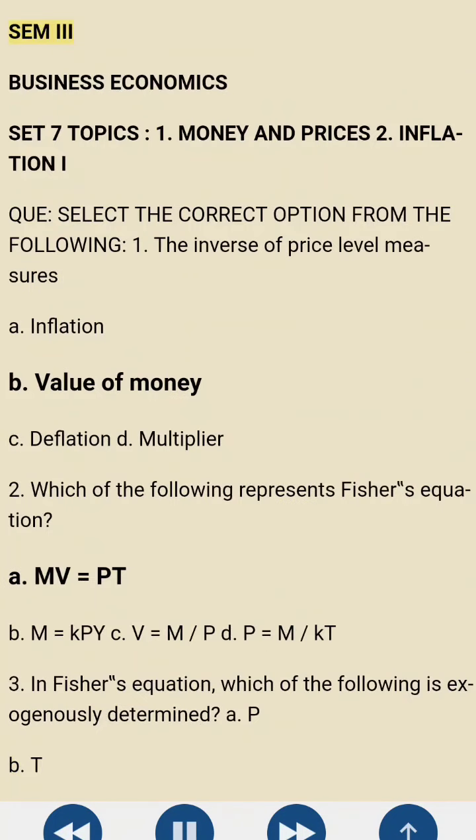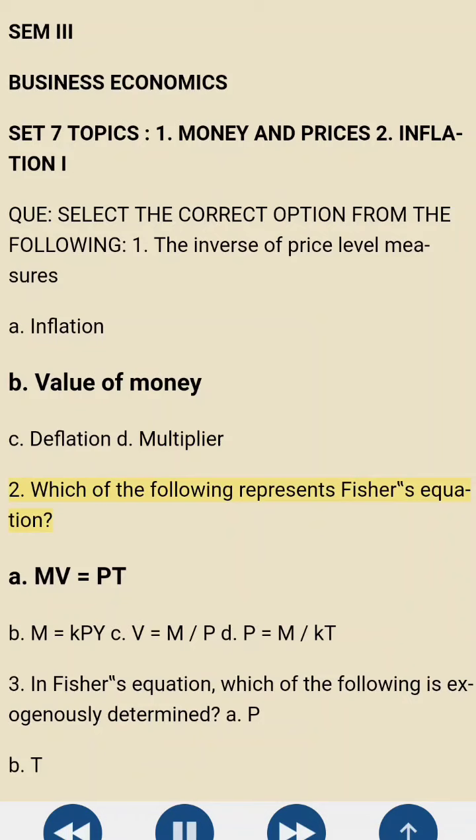SYBCOM, Sem 3, Business Economics, Set 7. Topics: 1. Money and prices. 2. Inflation. Select the correct option from the following. 1. The inverse of price level measures A. Inflation. B. Value of money. C. Deflation. D. Multiplier.